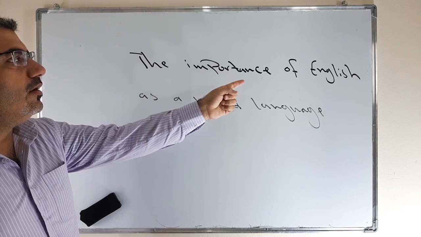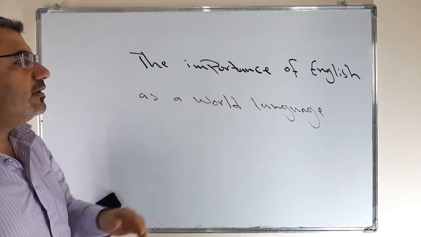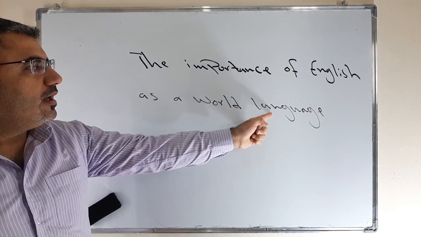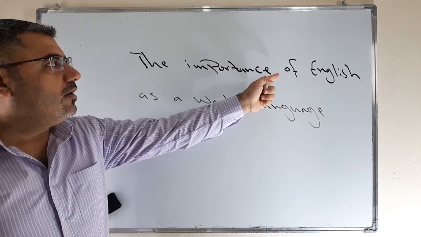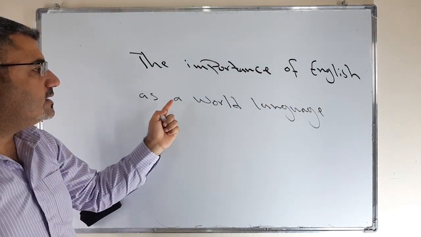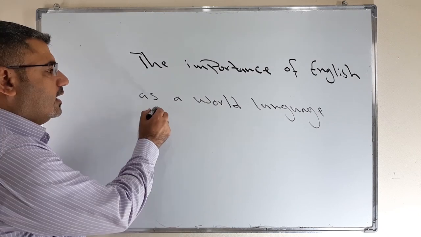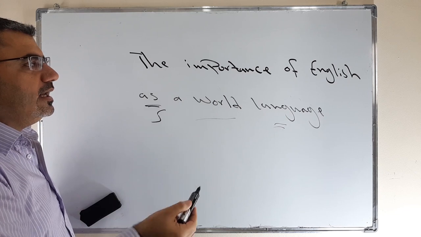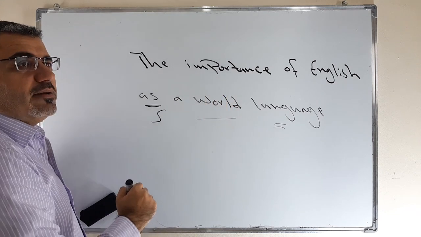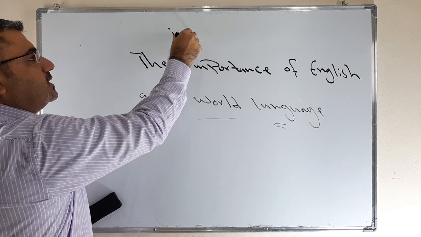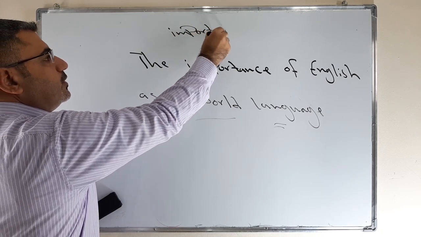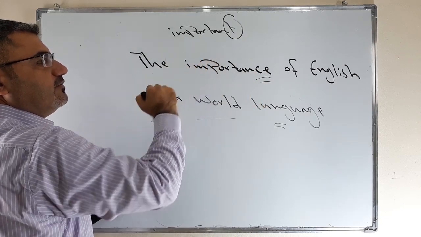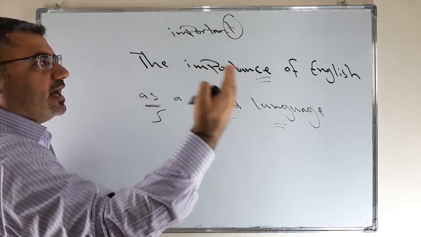The importance of English as a world language، يعني أهمية اللغة الإنجليزية كلغة عالمية. As يعني ك، language لغة، world عالم أو عالمية. The importance أهمية جاي من كلمة important، important مهم، استبدلنا T ب C E. important adjective يعني صفة مهم، importance أهمية.